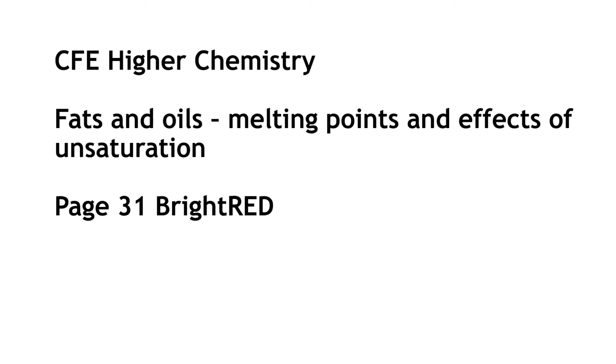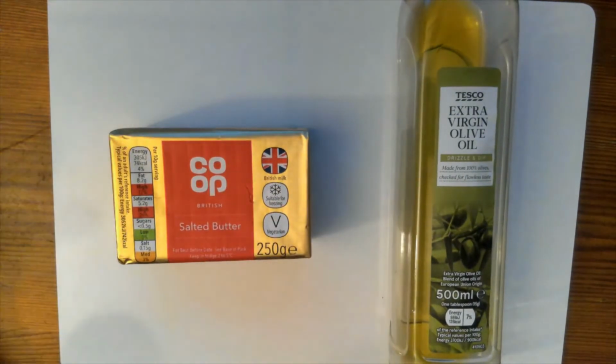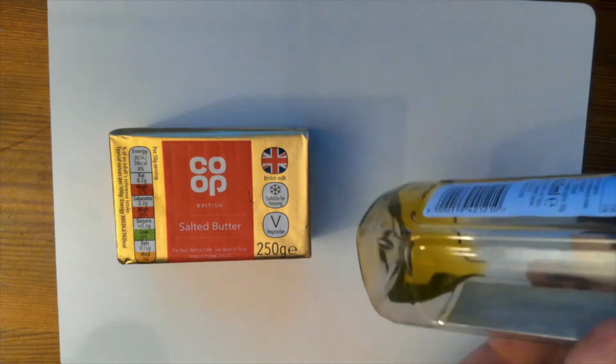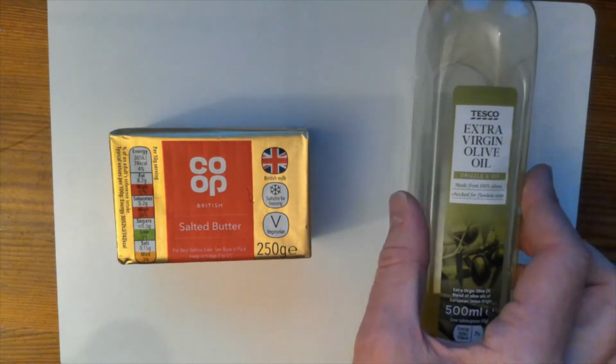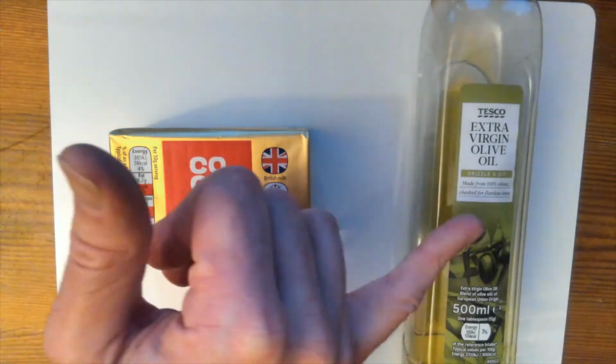We've looked at the structures of fats and oils. We know they're esters. So now we're going to look at how unsaturation can affect properties such as the melting point. Fats such as butter or animal fats tend to be solids at room temperature. Oils such as olive oil and sunflower oil tend to be liquids at room temperature, as you can see. So why do fats have higher melting points than oils?